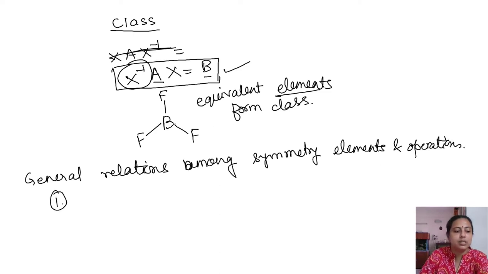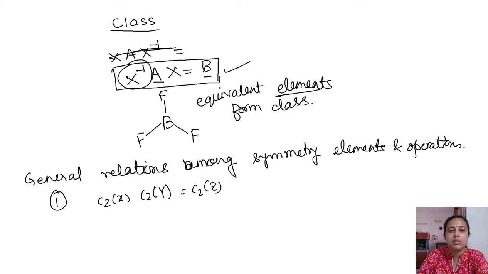The first relation says that the product of two proper rotations must be a proper rotation. As we have already seen, C2x and C2y produce a C2z. That means the product of two proper rotations is producing another proper rotation.